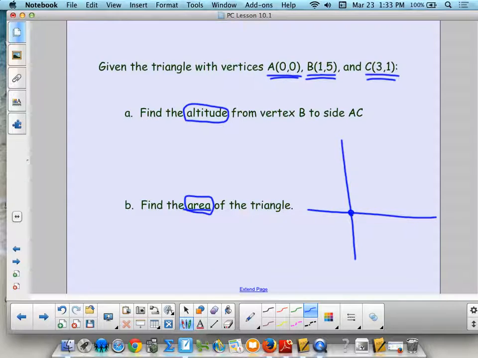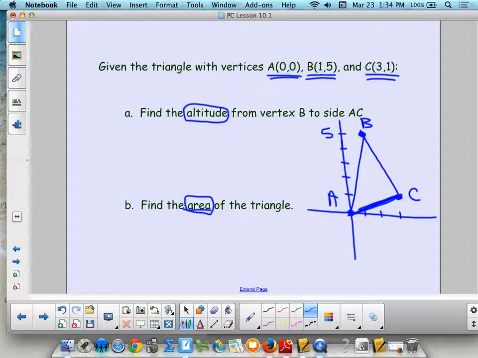(0, 0) is here. (1, 5) is here. This is B. And C is (3, 1). Somewhere around here. Okay, there it is. All right.